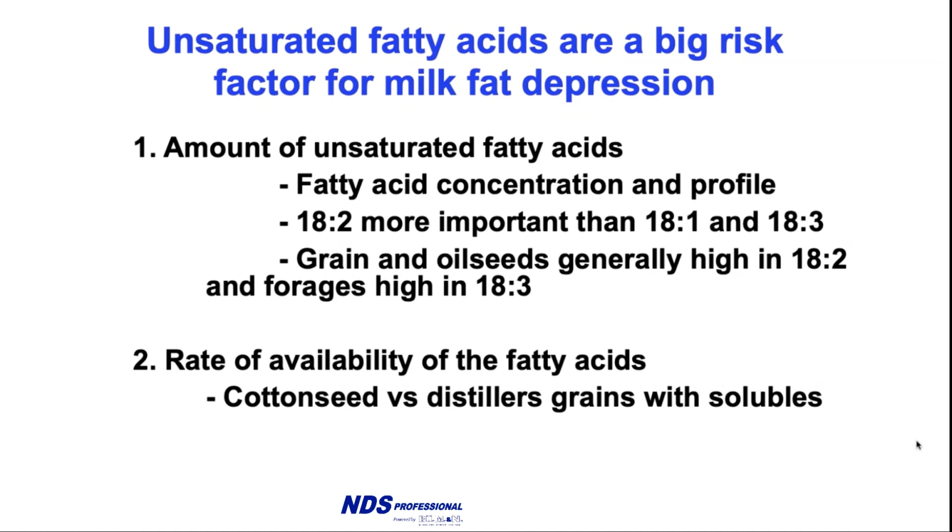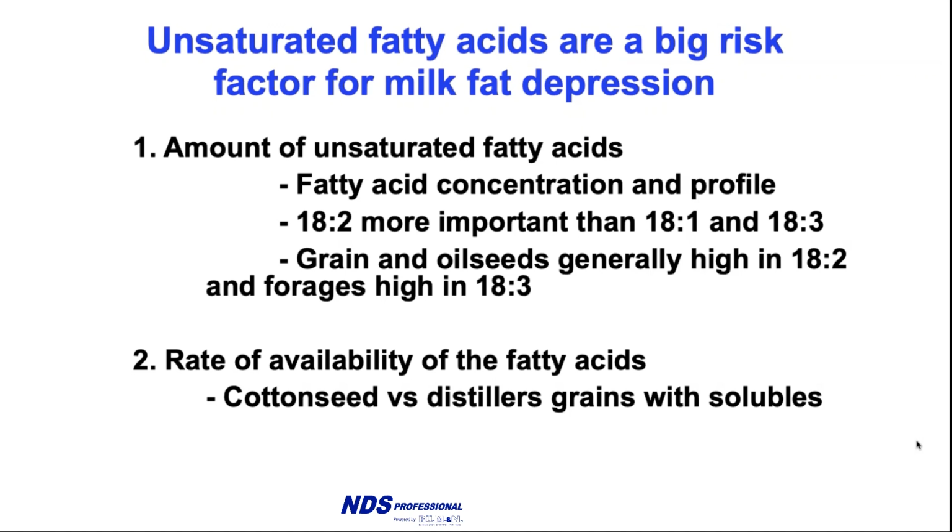Unsaturated fatty acids are a big risk for milk fat depression. We want to consider the amount of unsaturated fatty acids, so looking at fatty acid concentration and profile. Again, 18:2 is more important than 18:1 and 18:3. Grains and oil seeds are generally high in that 18:2, forages high in 18:3. And the rate of availability also needs to be considered.